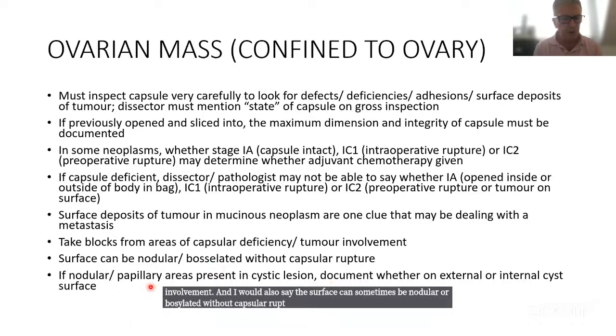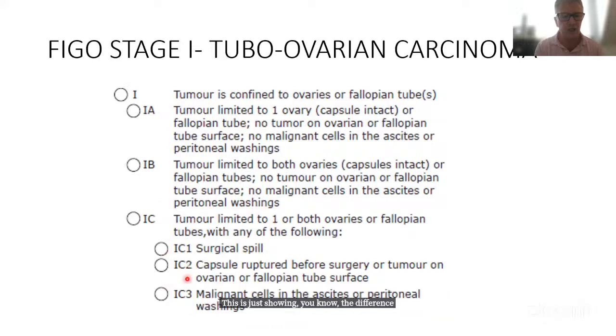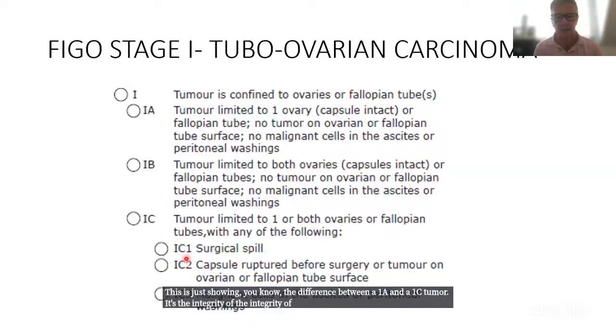And another important thing which sometimes people forget to do: if you have nodules or papillary areas within a cystic lesion, you really need to document whether these are on the external or internal surface of the cyst. This is just showing the difference between a 1A and a 1C tumor. It's the integrity of the capsule, and this is important for staging and for further management in some cases.